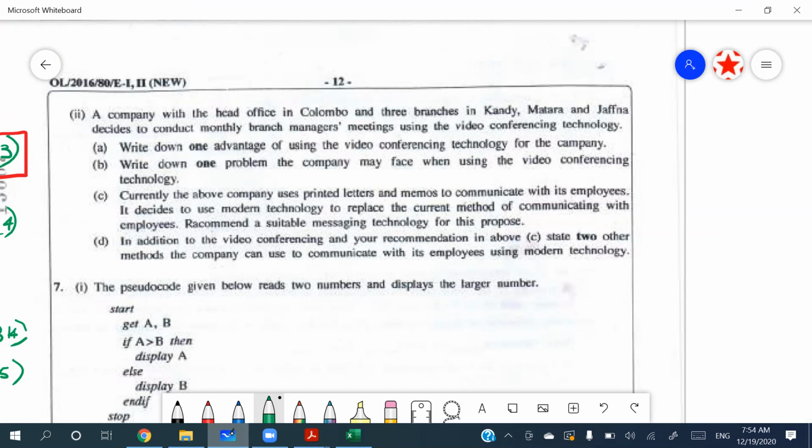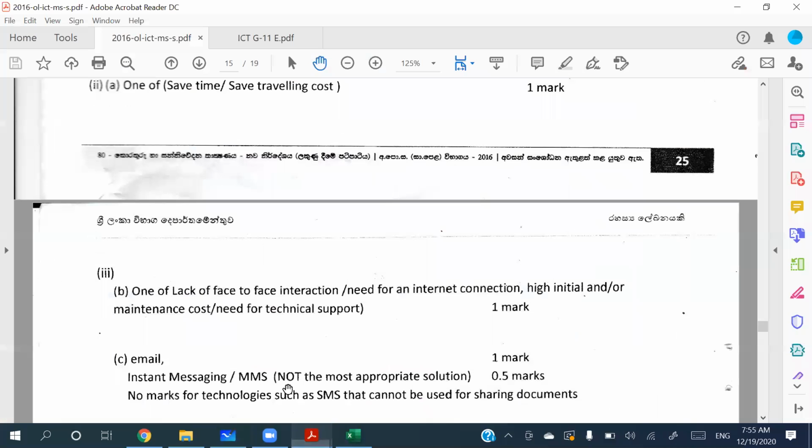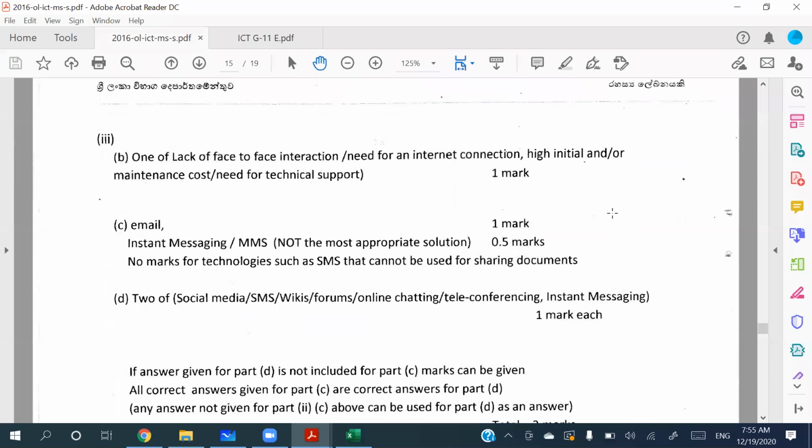And part C says, currently the above company uses printed letters and memos to communicate with its employees. It decides to use modern technology to replace the current method of communicating with employees. Recommend a suitable messaging technology for this purpose. Yeah, now the cost-effective one is going to be an email, right? So as the marking scheme shows, email.